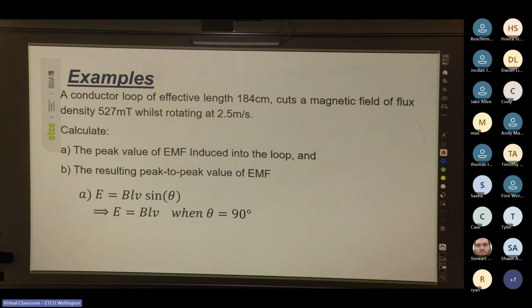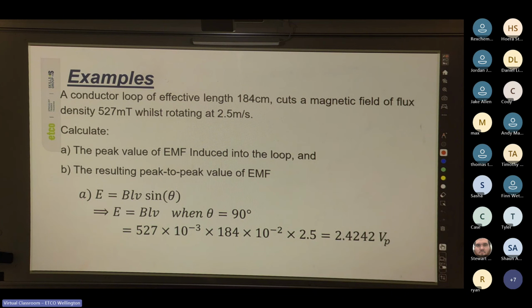Okay, cool. So we start with our 527 milliteslas, which is times 10 to the -3, the same as dividing something by 1,000. Then we've got 184 times 10 to the -2, which is the same as dividing something by 100. And then times 2.5 meters per second, which gives us 2.4242 volts, or volt peak, which we would then round to 2.42, as all of you have.